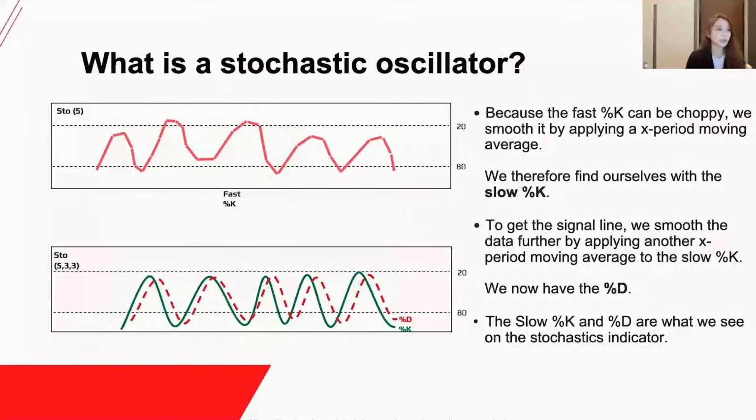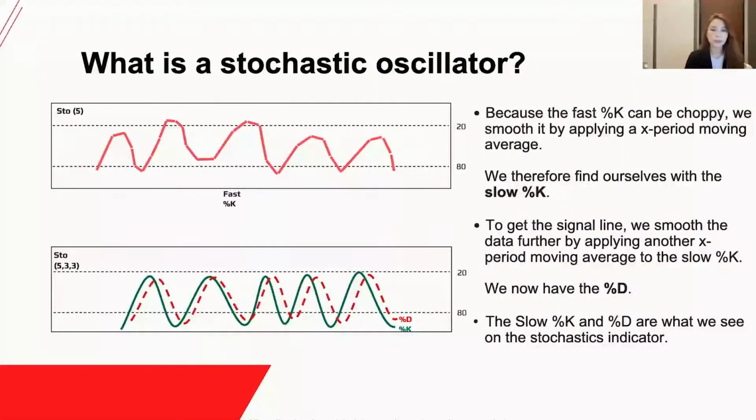Stochastics has two components. You will have percentage K and percentage D, which is shown in the bottom figure. Because the fast percentage K can be choppy, we smooth it by applying an X period moving average, giving us a slow percentage K. Then to get the signal line, we smooth the data further by applying another X period moving average to slow percentage K. Now we have percentage D.